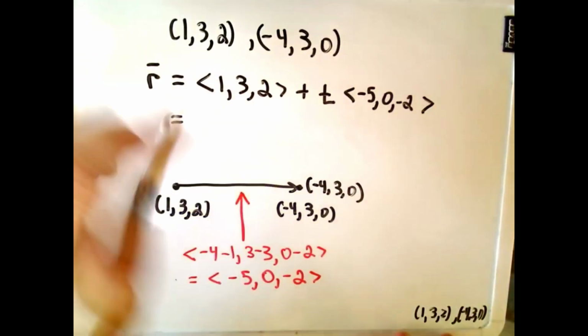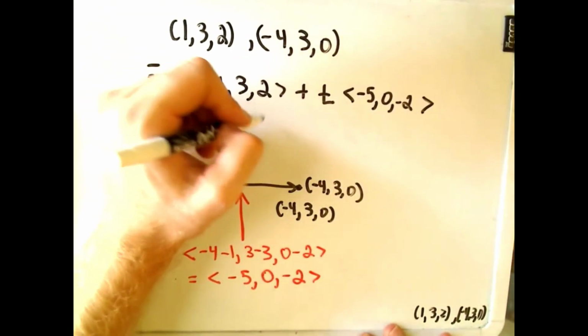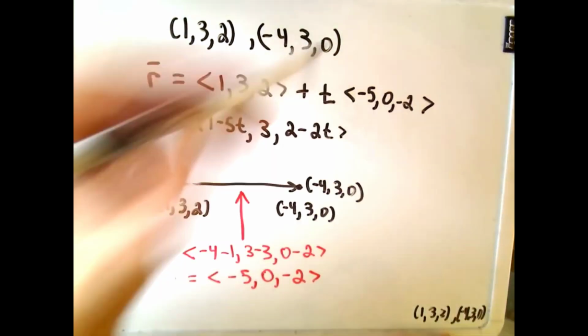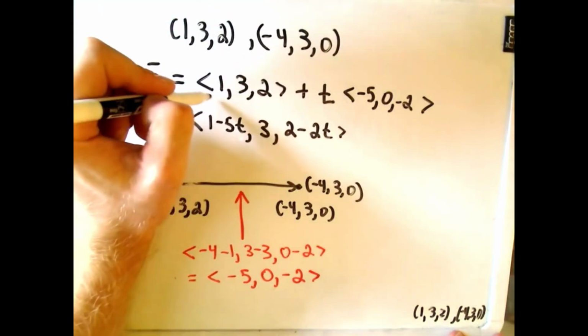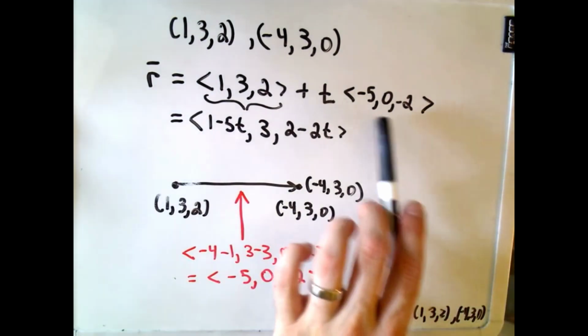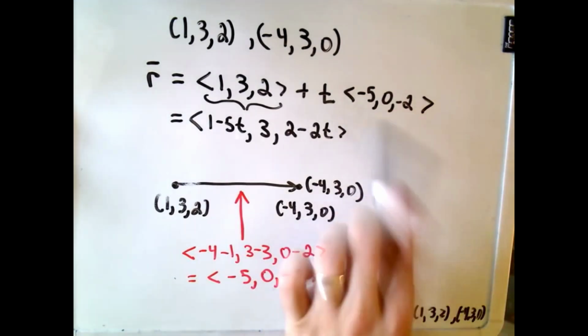And again, if you wanted to, you could do the same thing. So you would get 1 minus 5t, 3 plus 0t, and then 2 minus 2t as an equation for the line that goes through those 2 points. Okay. Alright, nothing too bad. Again, to find the equation of a line, all you need is a point that goes through the line, and instead of writing it in the point form, you just write it as a vector. And instead of the slope, we just need the direction that the line is facing, and that's what this other vector tells us.